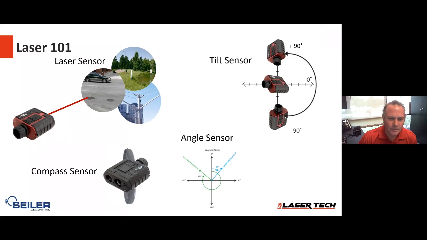On board, we also have a tilt sensor. This tilt sensor measures our angle values, so again we get plus or minus 90 degrees. On some other laser models, we incorporate a compass sensor, so now we're able to measure the azimuth value. So you get your 3D values with that. And the compass measures magnetic north.